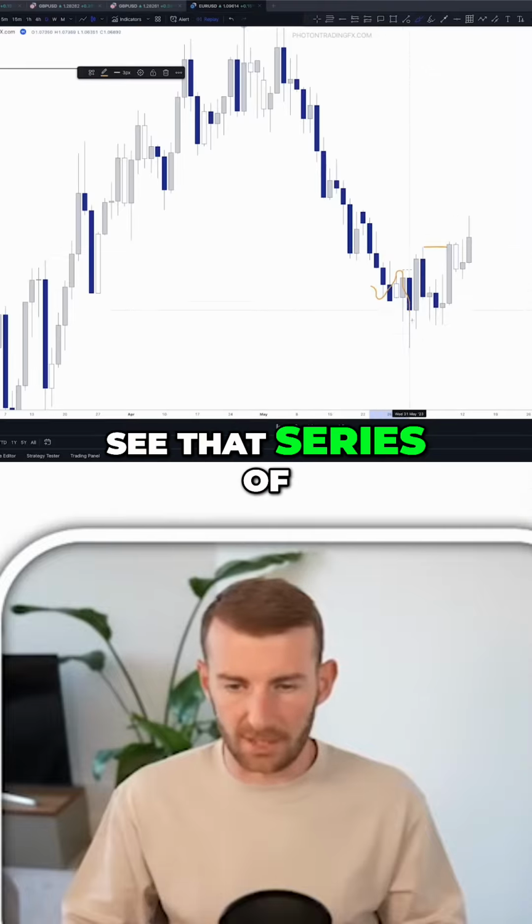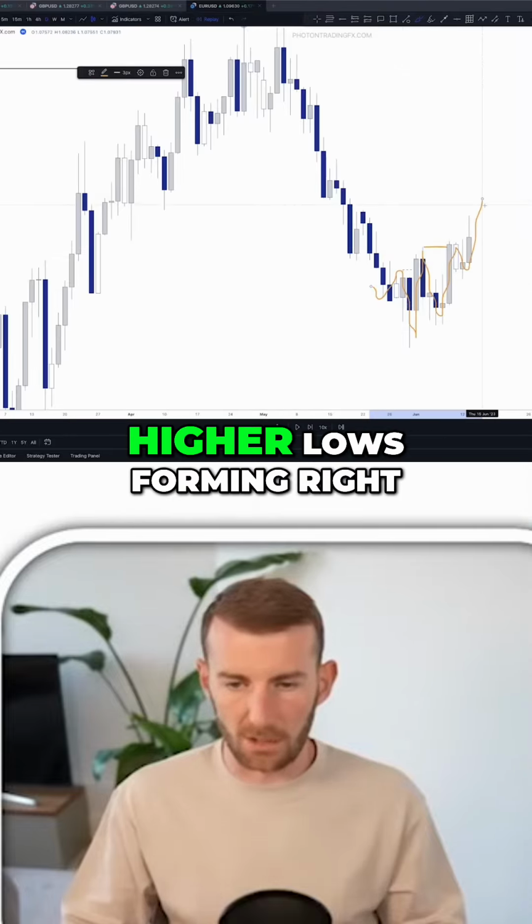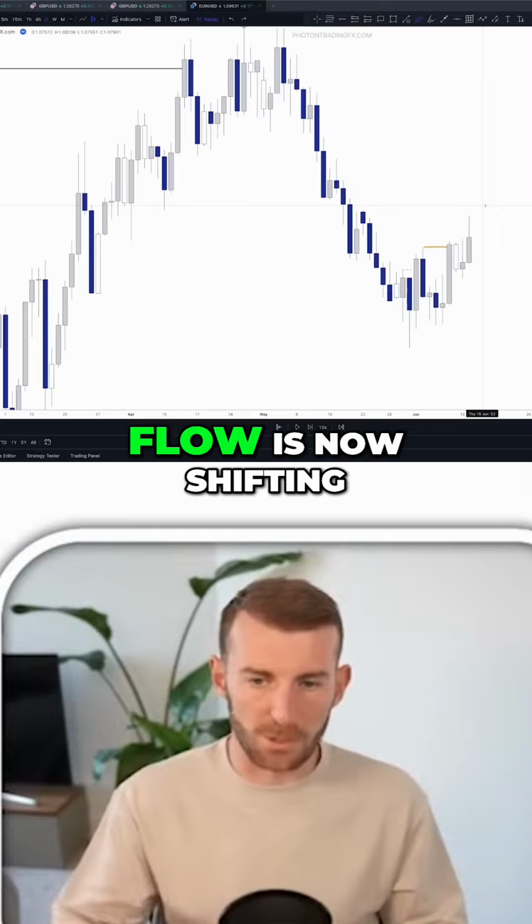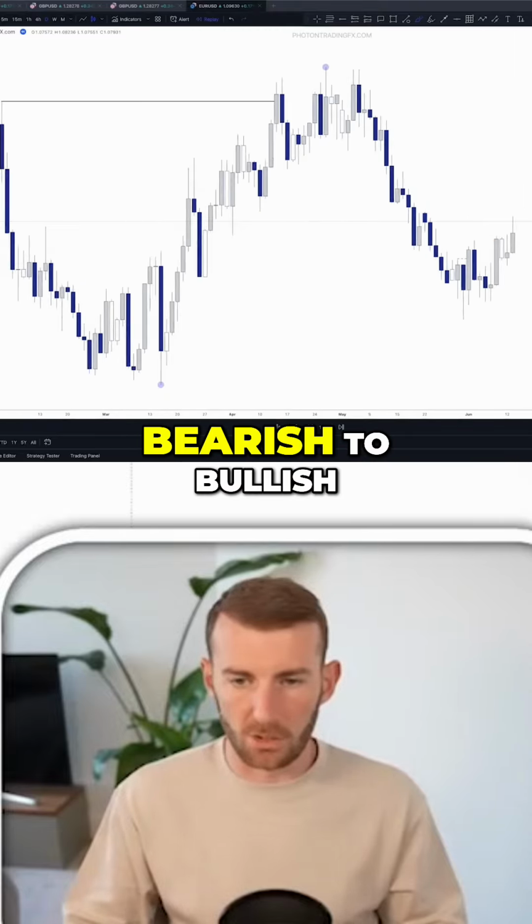So we're starting to see that series of internal higher highs and higher lows forming, right? Showing that potentially order flow is now shifting from bearish to bullish.